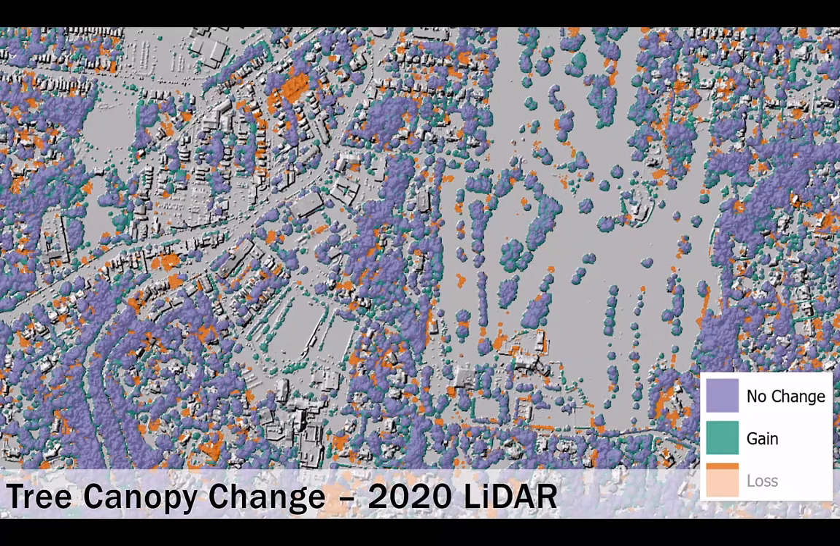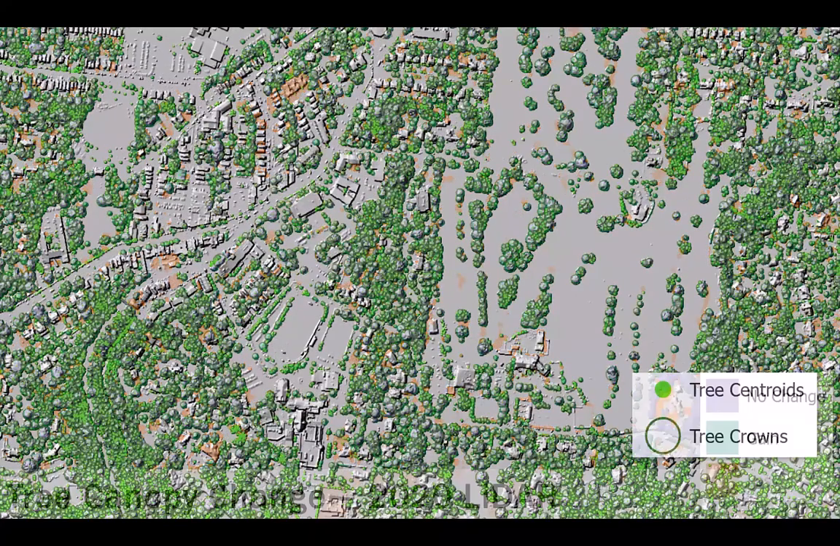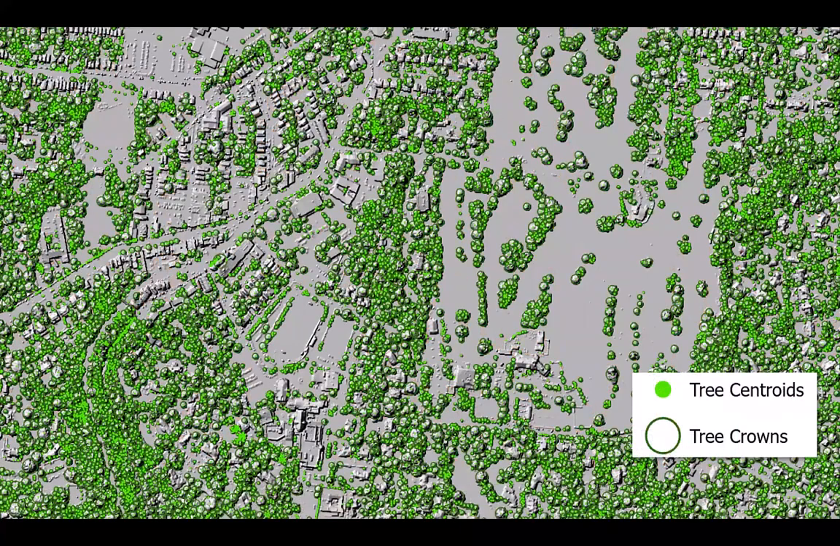Okay, so we also derive other products using eCognition, such as our tree centroids and our tree crowns. So it's nice for us to be able to give people a complete accounting of their tree canopy. It's also nice to tell them how many trees they have and what the size is.